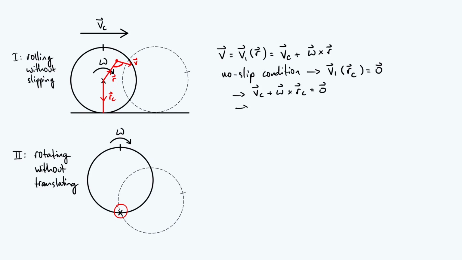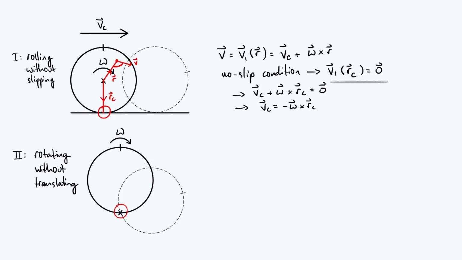And then we might want to make vc the subject. Vc is obviously just minus omega crossed with rc. I just want to really emphasize that this condition, v1 of rc is equal to 0, is only an instantaneous condition, by which I mean that essentially it's saying the velocity of this particle right at the bottom is 0. But of course, that particle doesn't always have velocity 0 at all times, right?